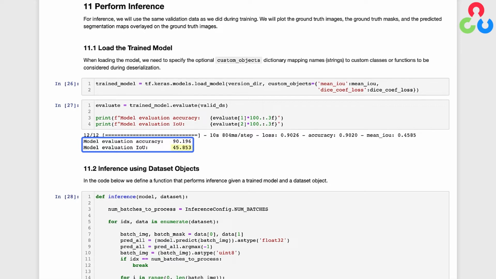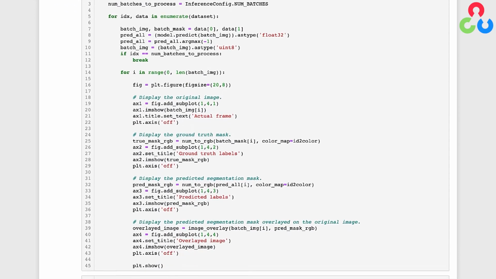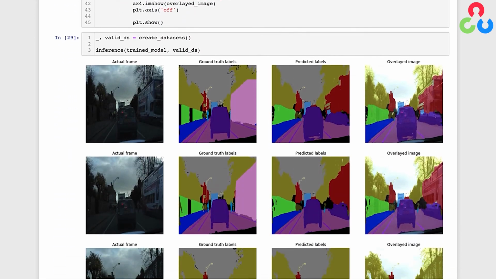But if you look at the mean IOU, you'll see that it's only at about 46%, which still has a lot of room for improvement. Generally, values between 60 and 70% mean IOU are considered pretty good, and anything above 70% is considered very good. But with segmentation problems, it's also really helpful to take a look at the visual results to get a better feel for how things are performing and also what the failure cases look like. So let's go ahead and take a look at that next.